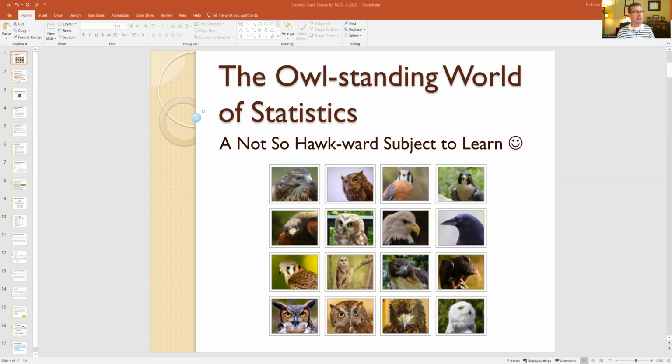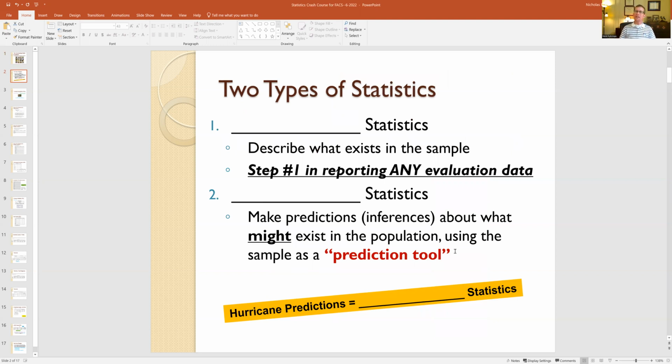So the first thing that I want you to know is that there are really two types of statistics that we talk about. The first type really is the most basic, and it's the one that we often forget to do because it is so basic. We jump right to the most advanced, the most sexy statistics out there, but we often forget the basics. And the basics are called descriptive statistics. Descriptive statistics is what would go in that first blank right there.